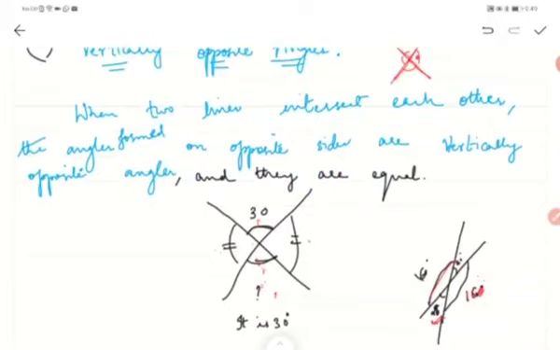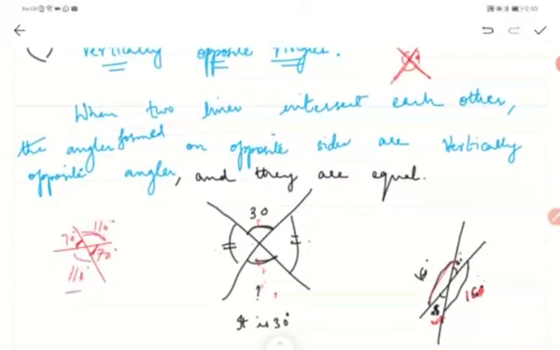Remember this. In any question, if one angle is known, suppose this is 70 degrees, your opposite angle will obviously be 70 degrees. If this angle is 110 degrees, your opposite angle will be 110 degrees.